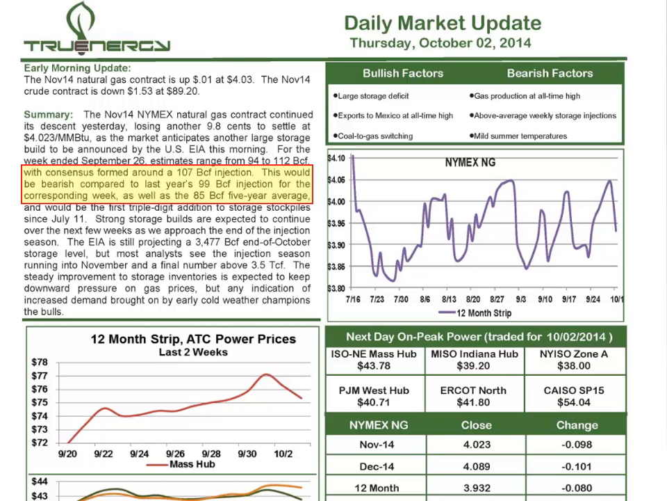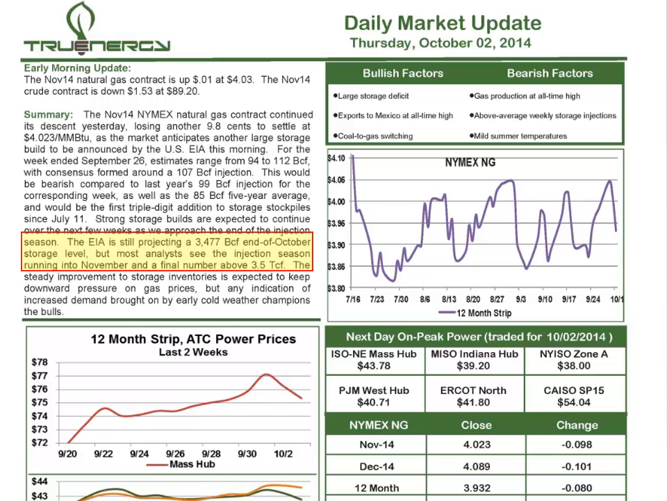So when it says it's going to be bearish compared to the corresponding week from last year, what this means is actually that storage is up from this exact same week on the calendar from last year. So the report goes on to say that the EIA is still projecting a 3,477 BCF end of October storage level, but that most analysts see the injection season running into November with a final number above 3.5 TCF. So what this is saying is that at the end of October, the storage level, or the available natural gas, is going to be at 3,477 BCF.